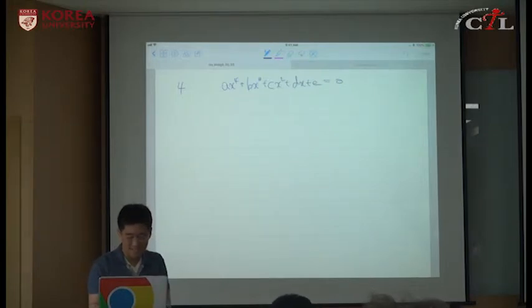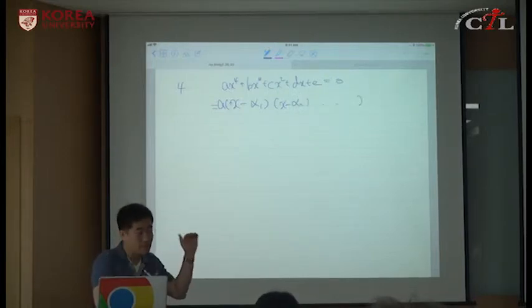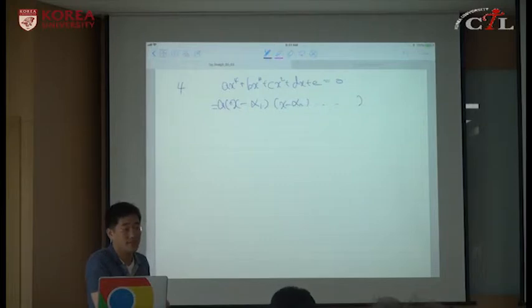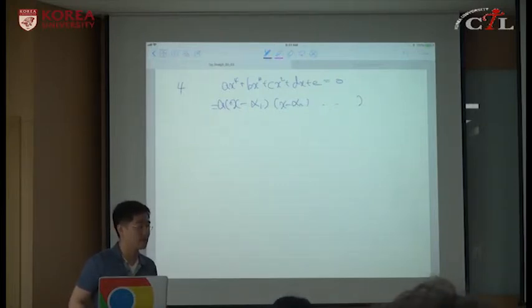So if you perform the factorization on it, to reveal the solution of this equation, it would be like, maybe we will have an a here, and then x minus alpha 1, and x minus alpha 2, and so on, right? So if you obtain this factorization, then it is called completely composed of linear factors, okay?